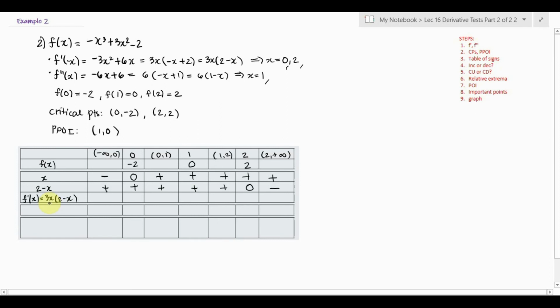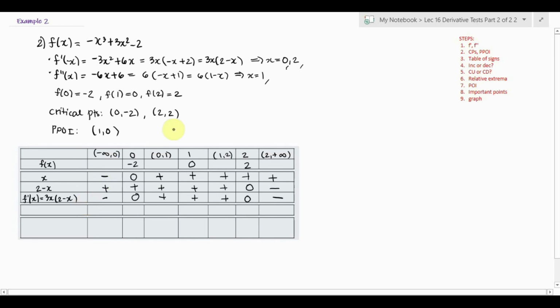So now 3 again is a positive constant, so it will not just depend on the product of the signs of the factors. So you have here negative times positive, negative, we have 0, positive, positive, positive, 0, and negative. Okay? So this will be the signs for f prime.